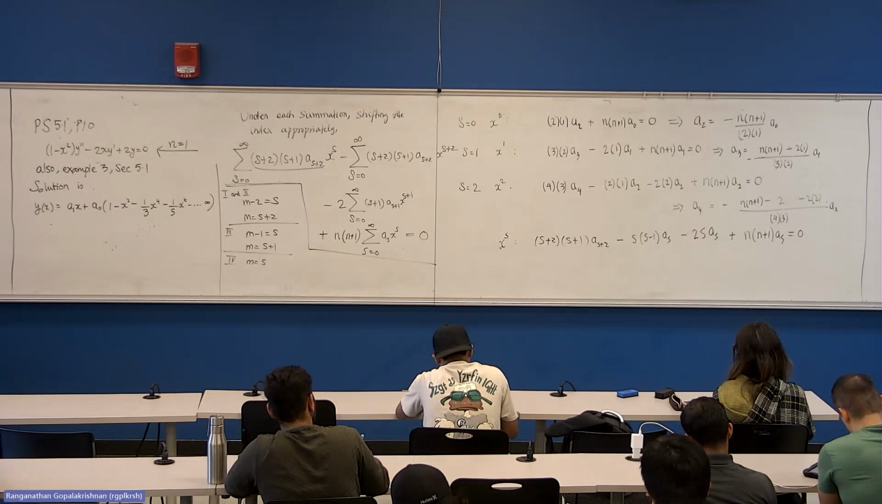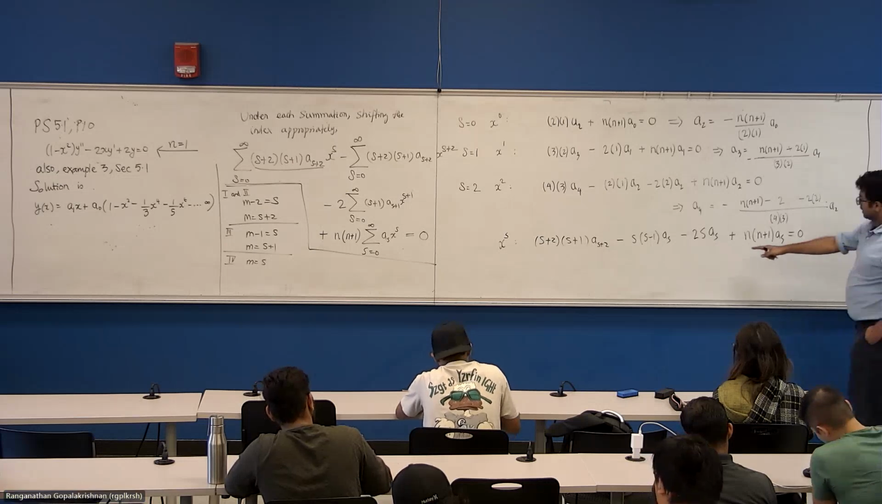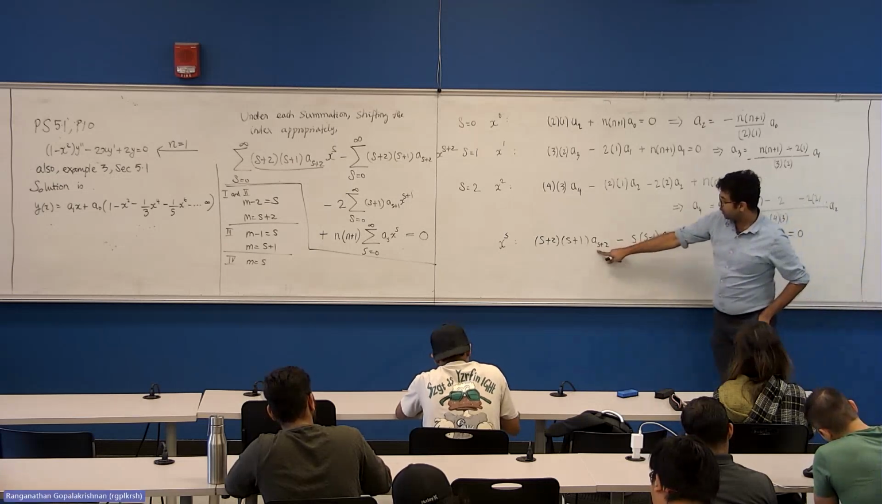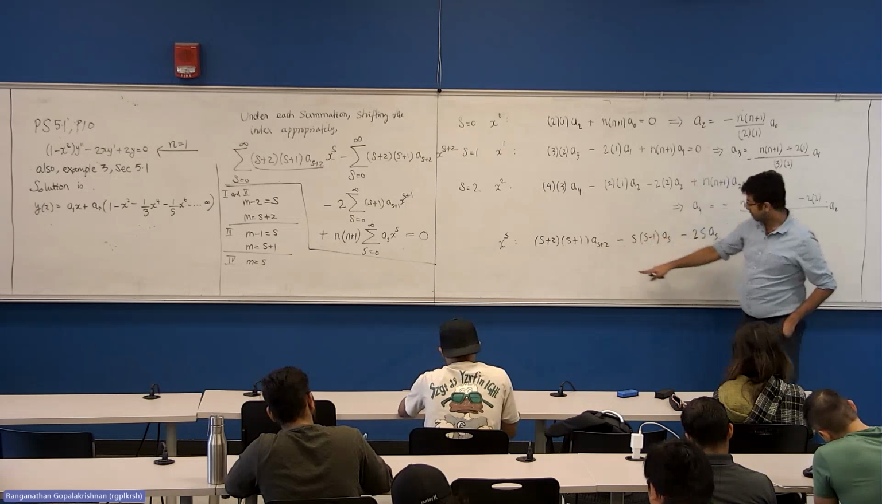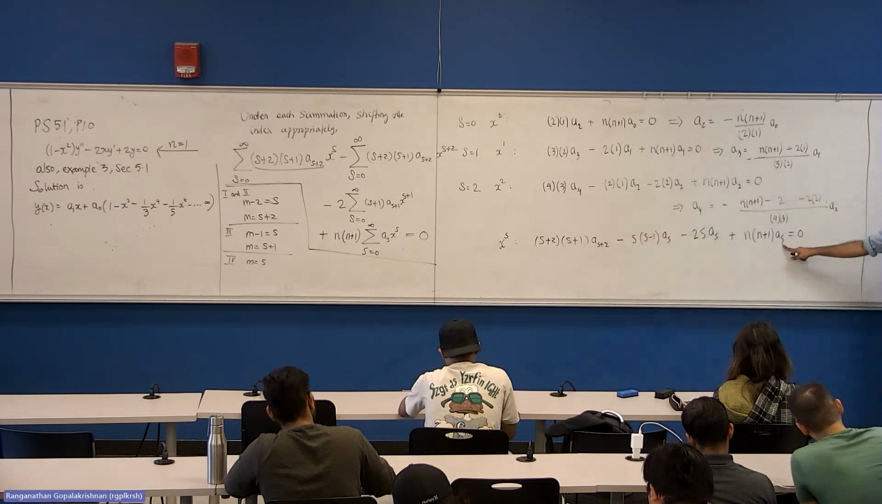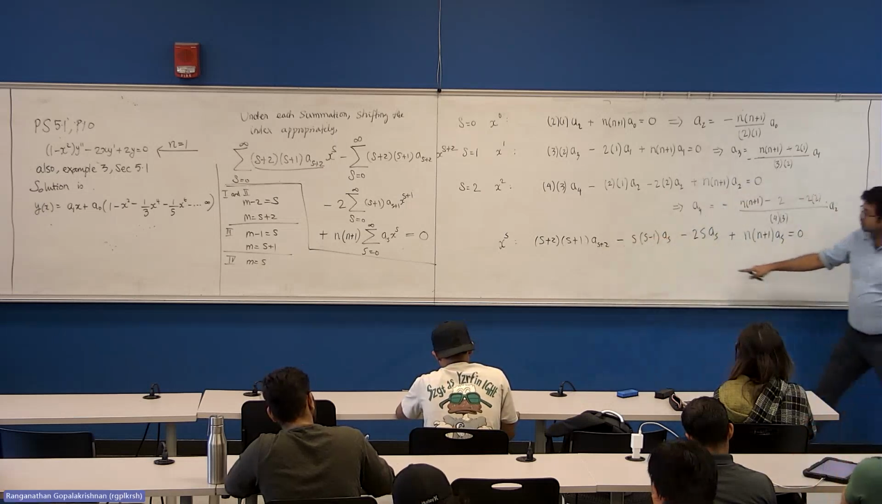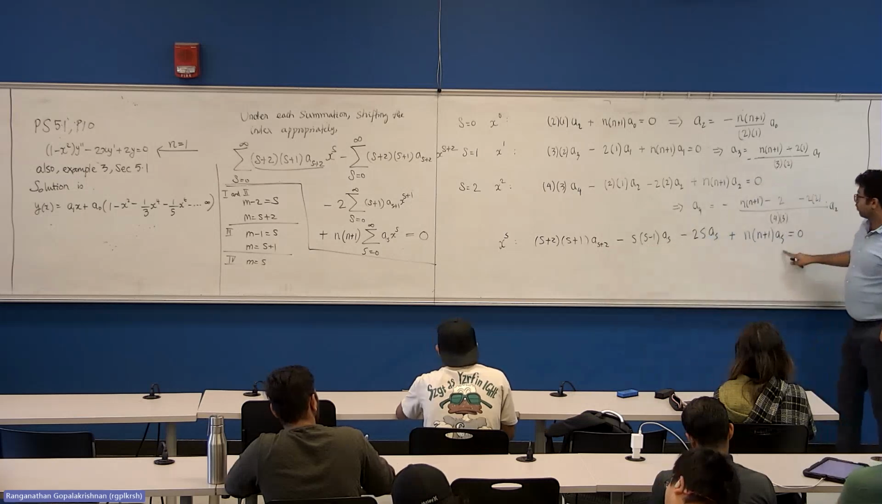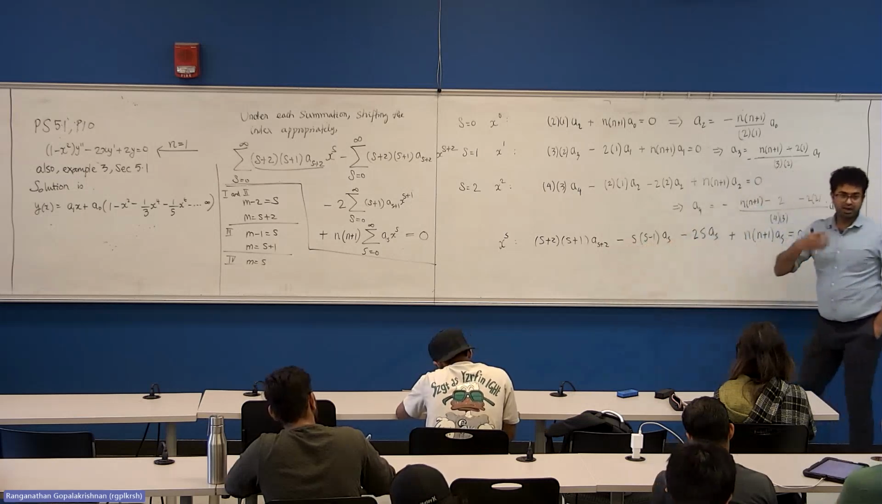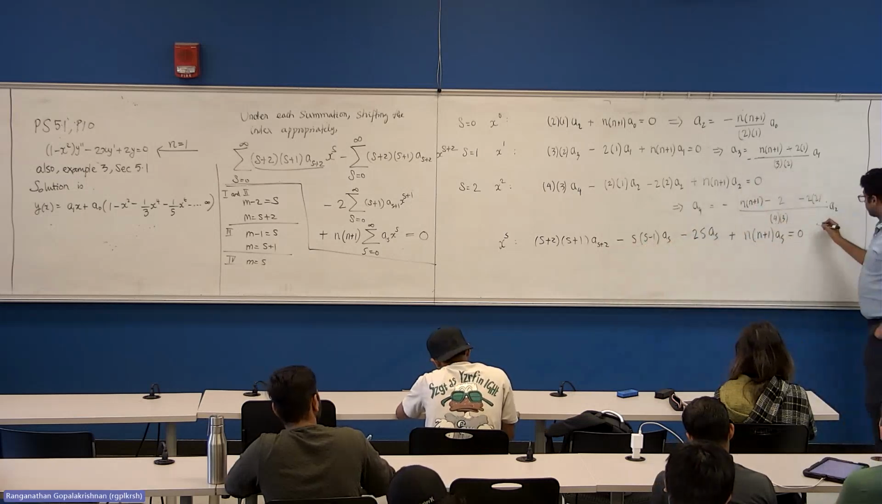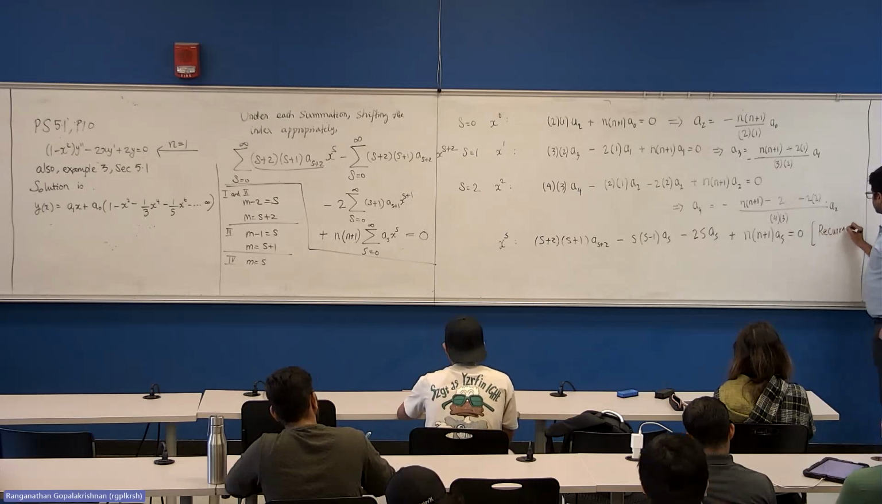There's your formula that connects a future value of the coefficient with a current value. That is, this connects A0 with A2, A1 with A3, and so on. These type of formulas, as you may already know, are called recurrence relations.